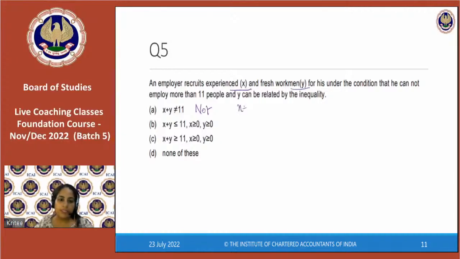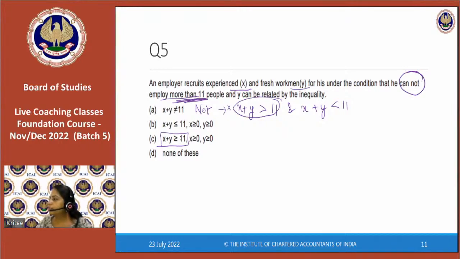The reason being X plus Y not equal to 11 means that your total employment can be more than 11 and can also be less than 11. But we are saying we cannot employ more than 11. So this condition will not be satisfied in the first case. Hence the first case is not a good answer. The third case again is not a good answer because we are already saying we cannot employ more than 11 people. So hence the third option is not a good option.